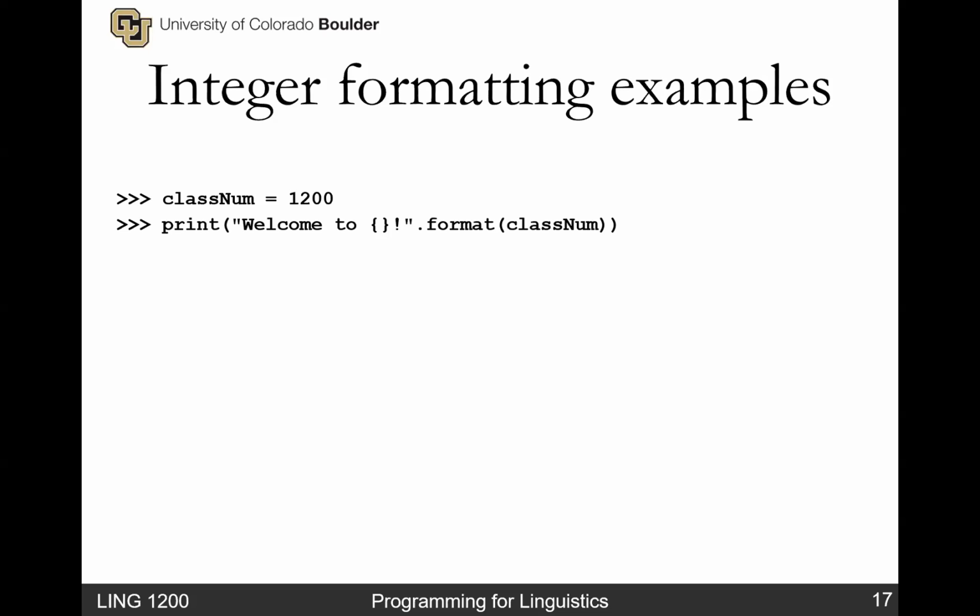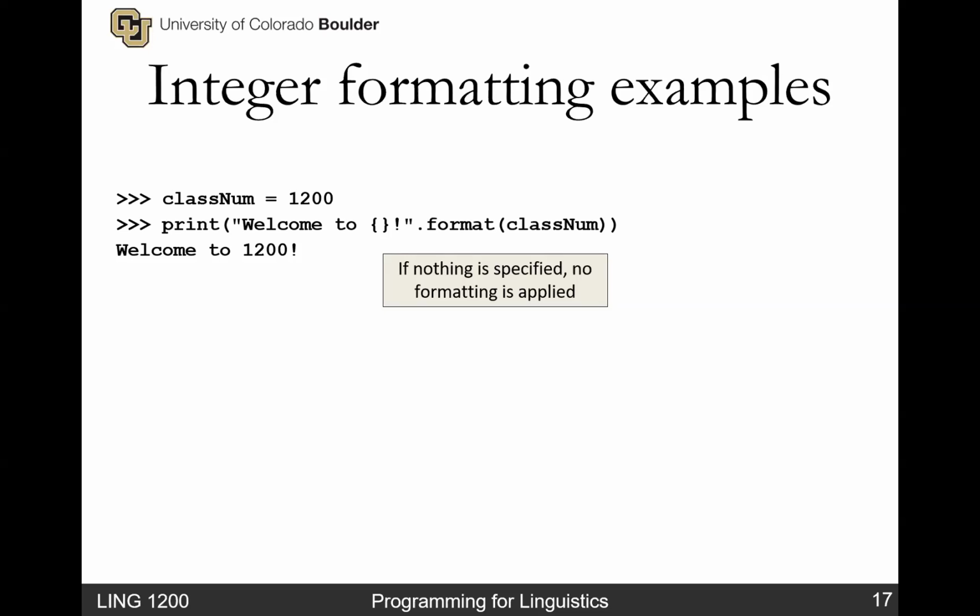So let's look at examples of formatting our three data types. First of all, the integer formatting. If we have here a variable with an integer in it, we can add it to our string by doing the curly brackets where we want to add it, dot format, and then our variable as the argument to dot format. And that's going to print out welcome to 1200. So essentially it's doing the same thing as if we had first cast 1200 to a string and then concatenated. That's the default behavior here.